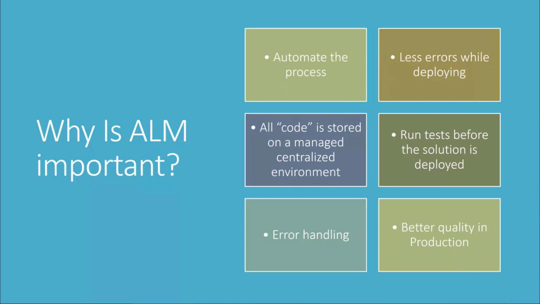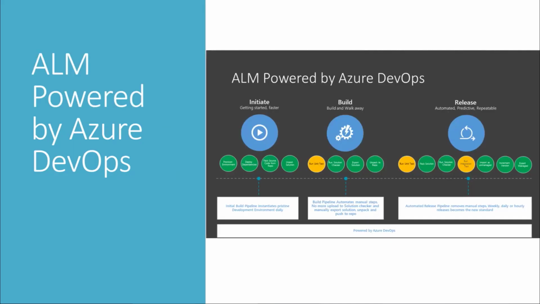All the code is centralized in one single place, or different places, or different environments, but all our code is centralized. We can perform some tests, we can automate some tests, and before all our tests are validated, we cannot deploy our solution, for example, to a production environment. We can see directly if there is some error at some point, we can trigger alerts, we can send emails, and so on. So all of this results in better quality in production. And this is really why application lifecycle management is really important.